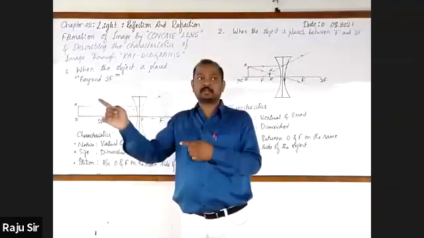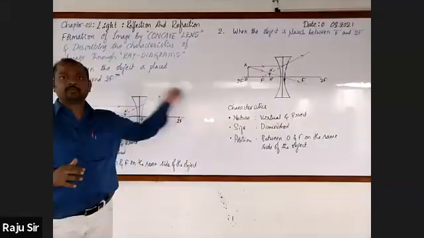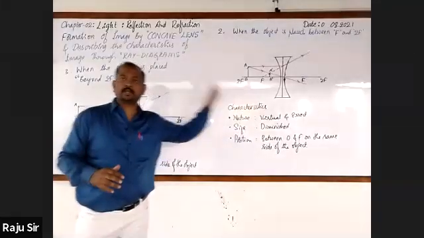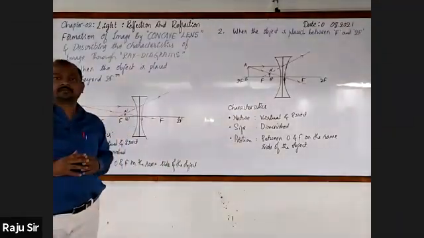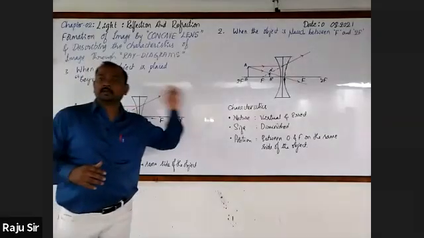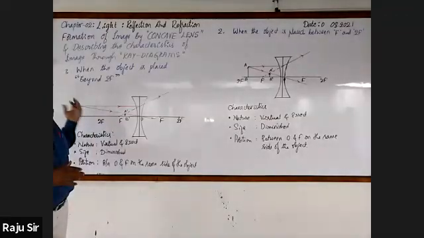Size is varying, so we get exact similarity only in nature. First case, nature is virtual and direct. Second case, virtual and direct. Third case, virtual and direct. But size is changing. It is being decreased as the object is taken away from the lens.